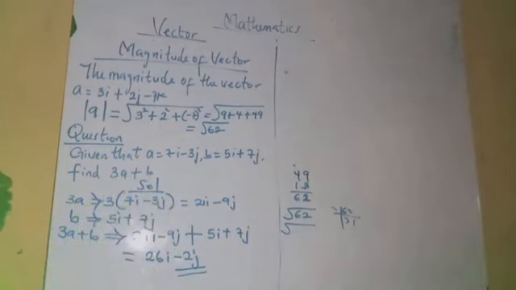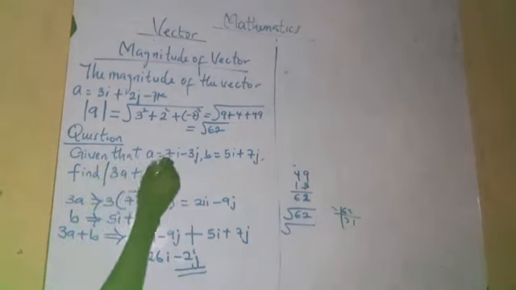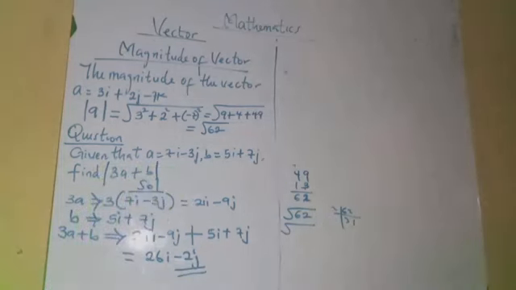But if you are asked to find the magnitude, let's say the question is twisted to the magnitude of 3A plus B, what will you do? You will do what I did here. What we get here as our 3A plus B, you now find the magnitude. You say the square root of 26 squared plus minus 2 squared. Anything you get will be your final answer.